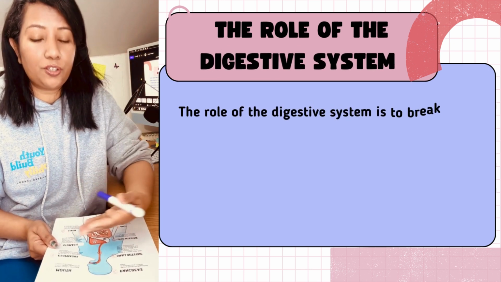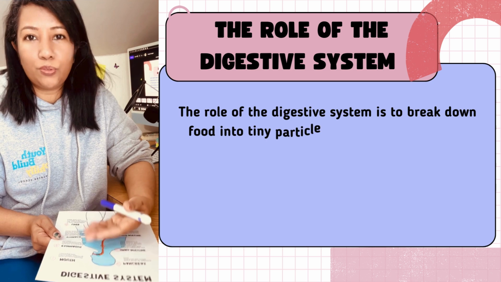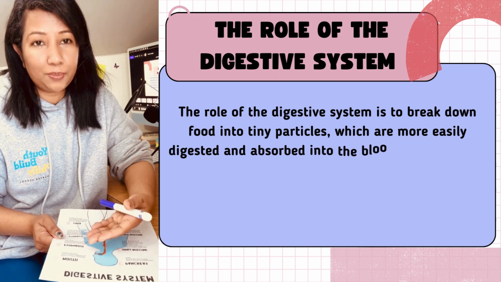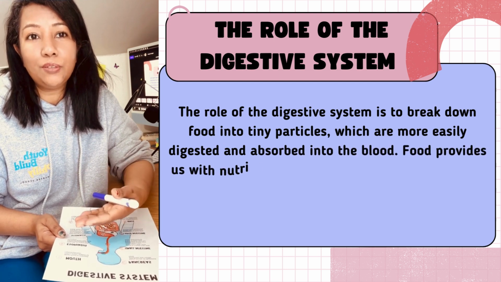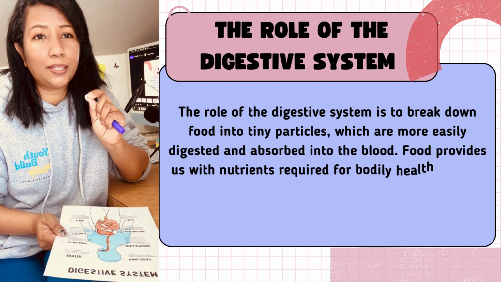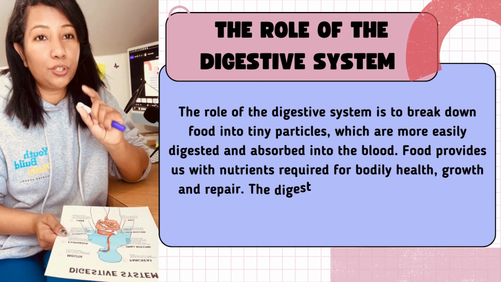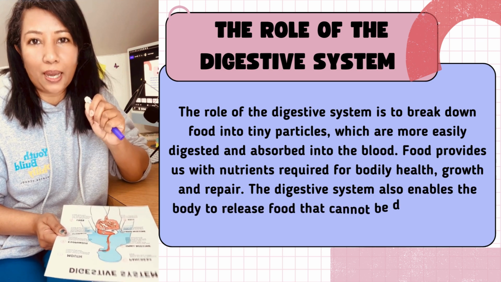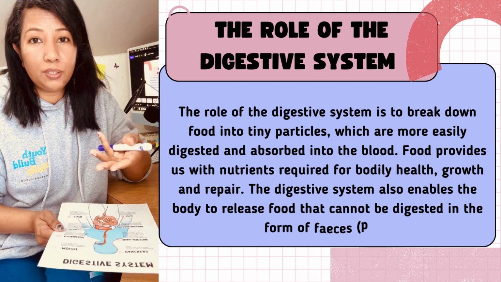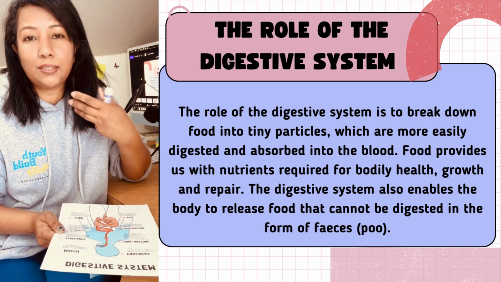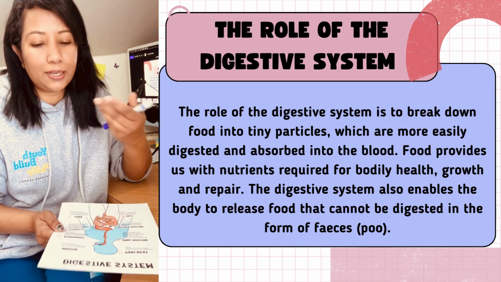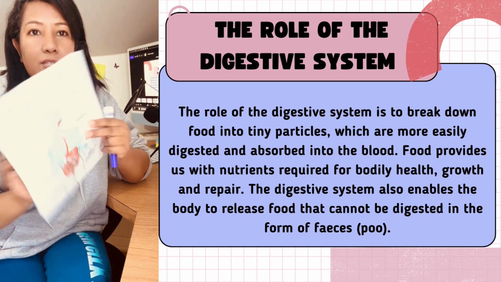In this video, I'm going to talk about the digestive system. So what's the system? That is the digestive system. The role of the digestive system is to break down the food into tiny particles, which are more easily digested and absorbed into the blood. So why do we need food? Well, food provides us nutrients for bodily health, growth and repair. So this is the system here.